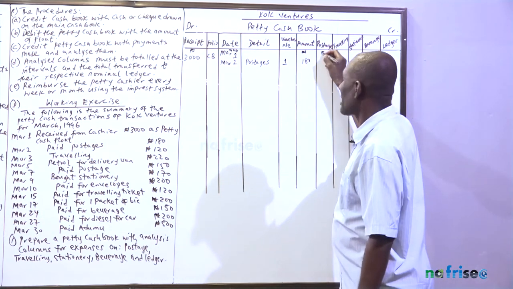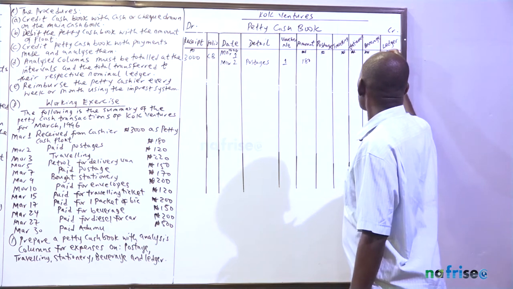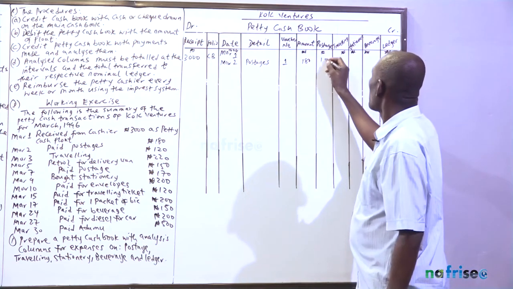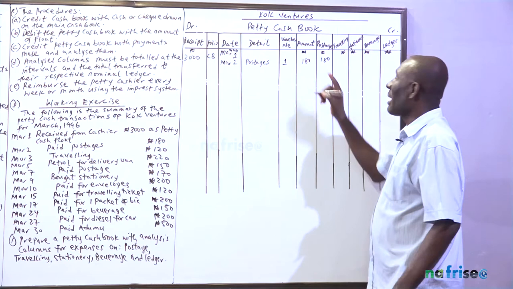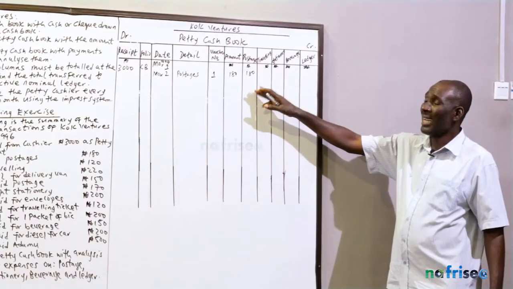Then put your naira sign here, naira sign under each petty expense column. Now, postage is 180. You write it 180. It's under postage, and that ends it. You must post it under the appropriate column.